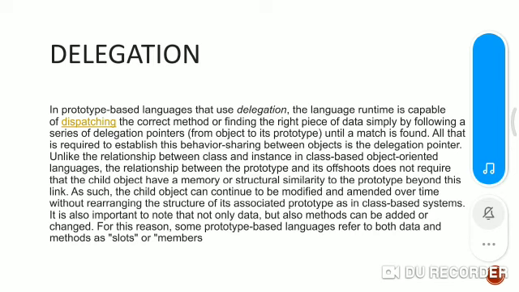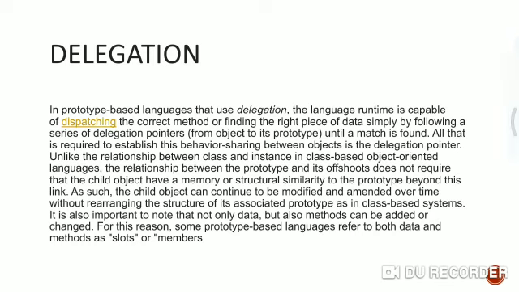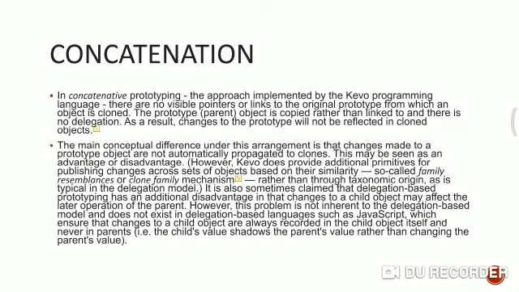Concatenation. In concatenative prototyping, the approach implemented by the Kevo programming language, there are no visible pointers or links to the original prototype from which an object is cloned. The prototype object is copied rather than linked. There is no delegation. As a result, changes to the prototype will not be reflected in the clones. The main conceptual difference under this arrangement is that changes made to a prototype object are not automatically propagated to the clones. In simplicity of implementation, concatenative prototyping will have faster member lookup than delegation based prototyping.